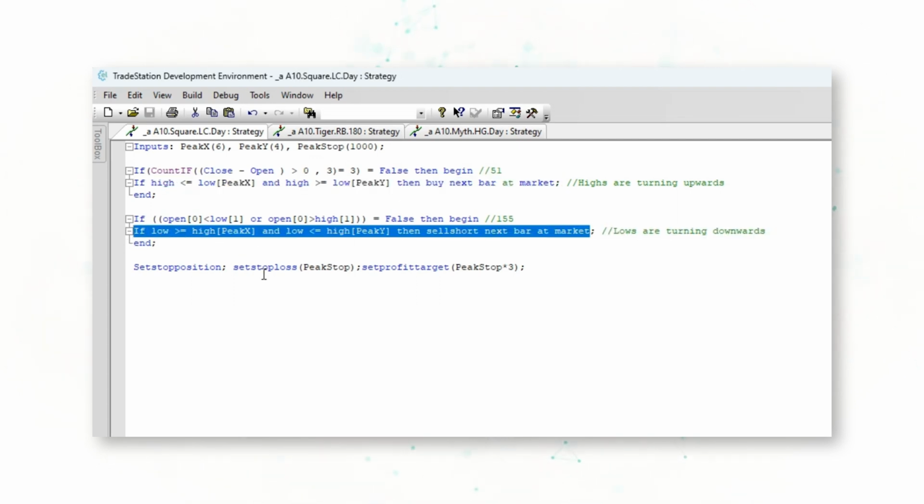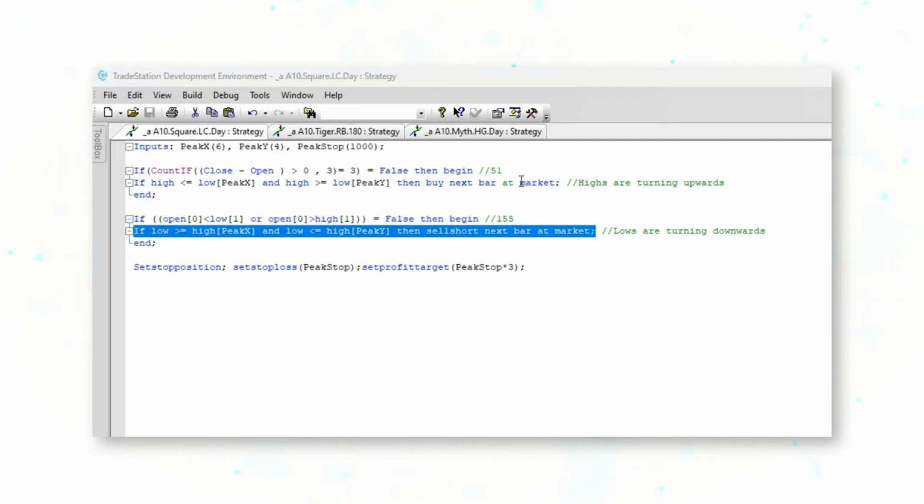And if the low of the current bar is greater than or equal to the high of the bar located Peak X bars ago, and the current bar is less than or equal to the high of the bar located Peak Y bars ago, then sell short next bar at market.